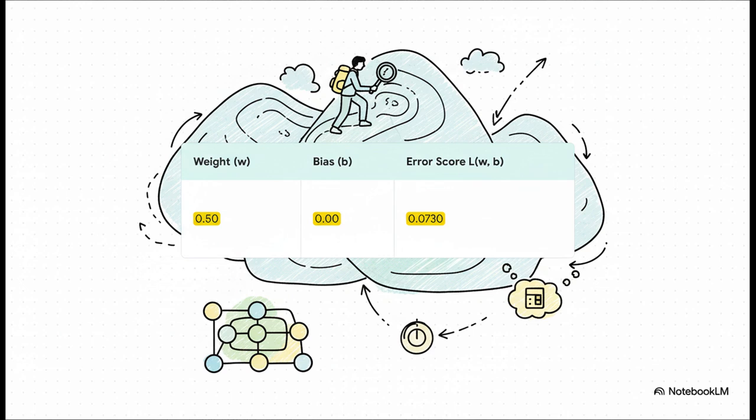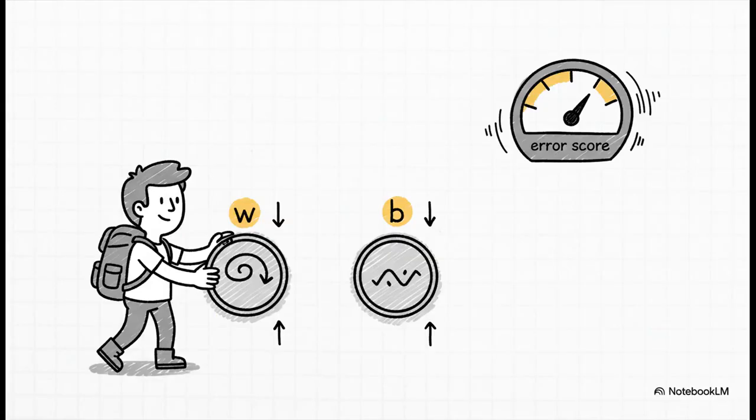The easiest way to think about this score is as our how wrong are we meter. A score of 0 would mean we're perfect, so our goal is to get this number as close to 0 as we possibly can. So, 0.073. It's not the worst, but it's definitely not 0. So what's our next move?